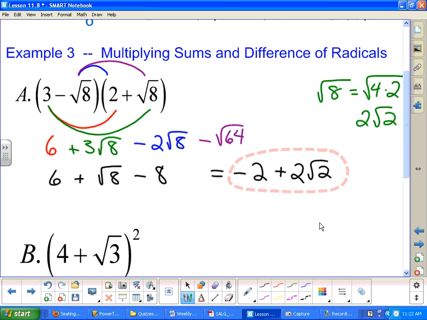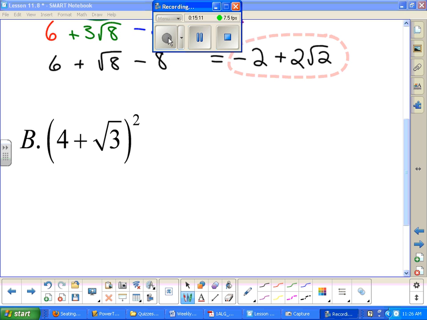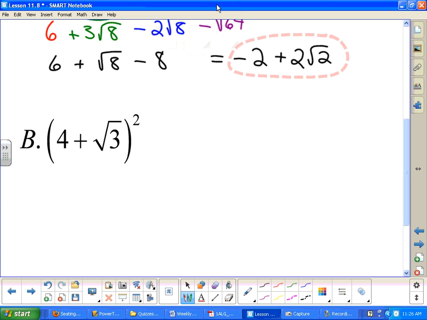Okay. So similar to the other ones, you're just using the distributive property twice, right? And then just doing any kind of simplification that needs to be done. Okay, let's look at letter B. Okay, you guys did really good with this. Very smart. You should give yourself a pat on the back.